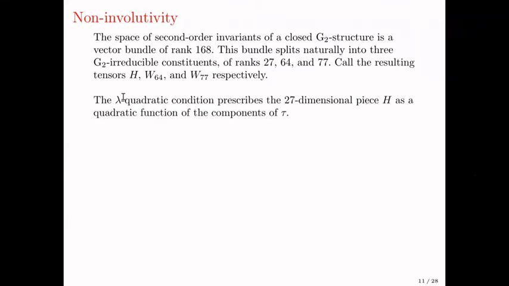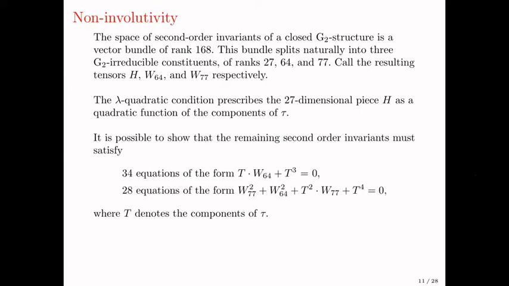Okay, the lambda quadratic condition prescribes this 27-dimensional piece as a quadratic function of the components of tau. So once you have a quadratic closed G2 structure, the remaining second order invariants are exactly W64 and W77. But by applying the standard exterior differential systems machinery, the method of moving frames, you can show that the second order invariants must satisfy some extra equations. It turns out there are 34 equations that contain terms of the form T times W64 plus T cubed, where T denotes the components of tau. And then 27 extra equations of this form.